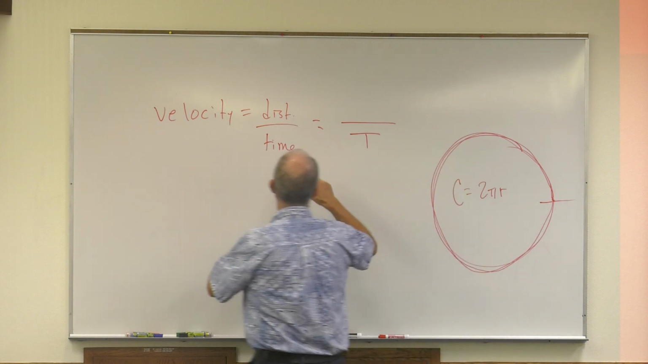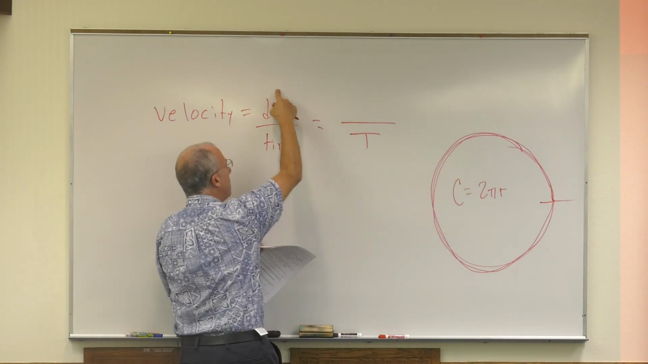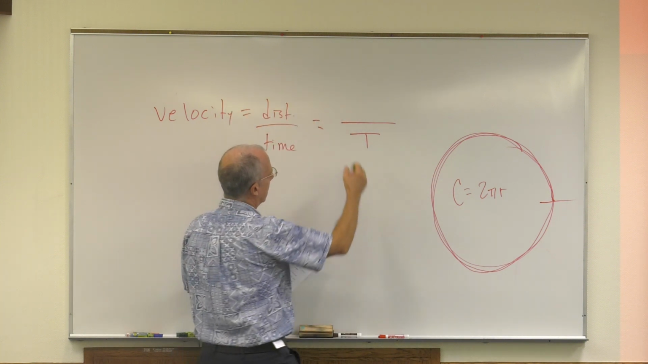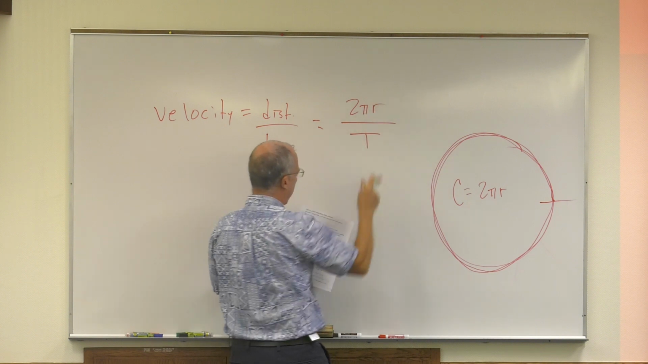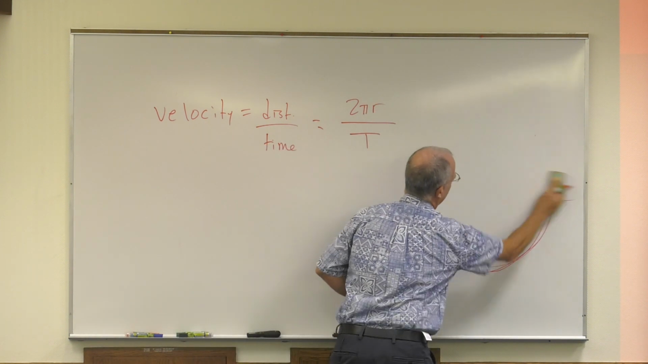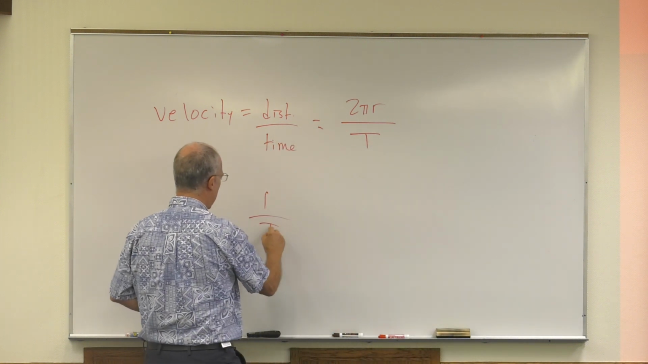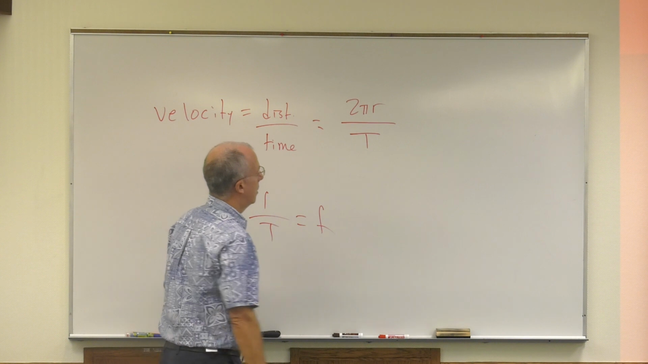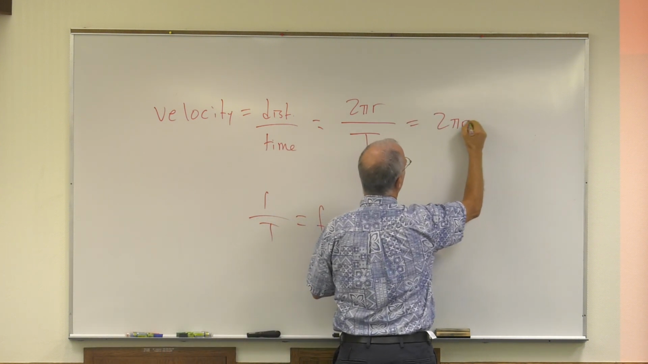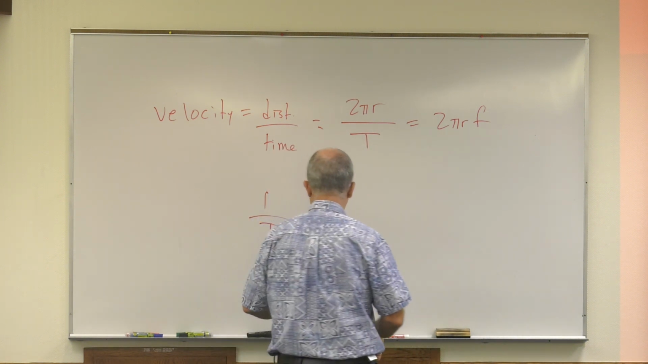So that means if we're going to say that the time is a period, we have to say that the distance is a circumference. So it's 2 pi r. Now, remember 1 over the period is the frequency. So if we feel like it, we can say that's 2 pi r f. We're going to use that later on. Don't worry.